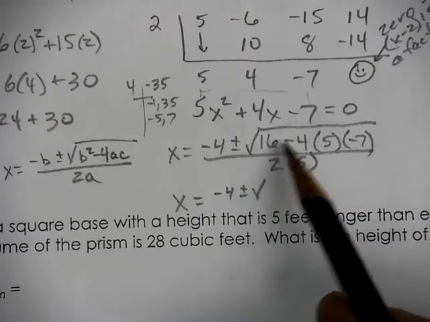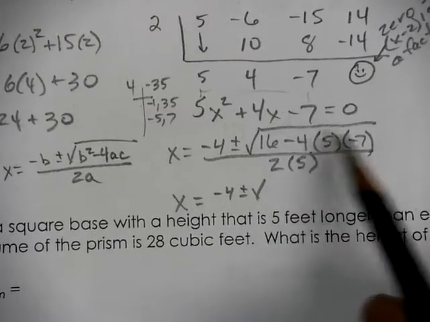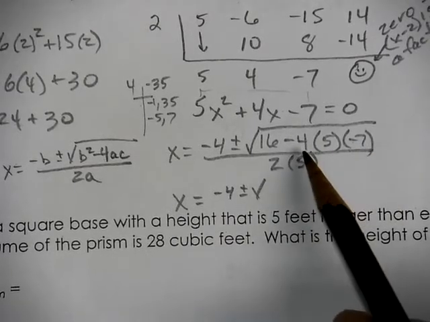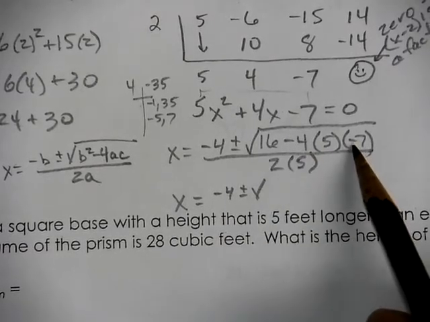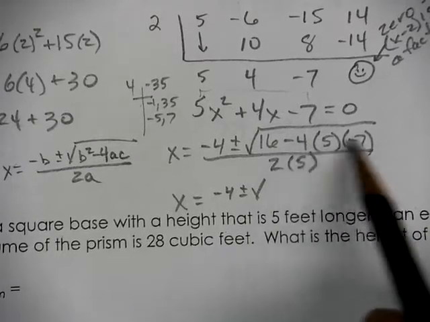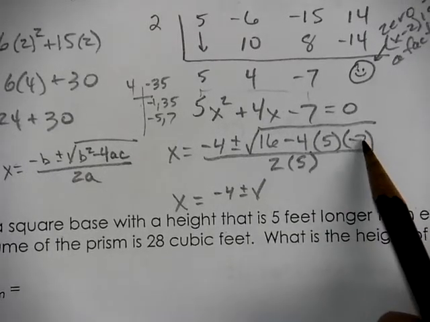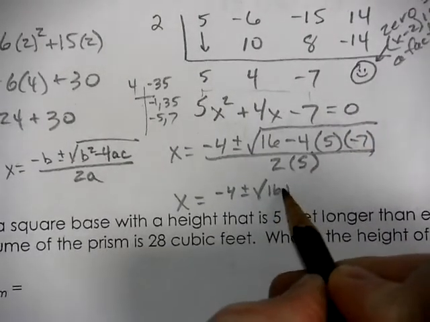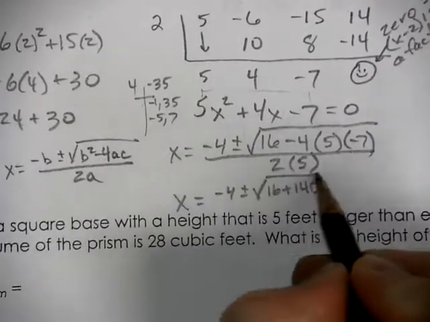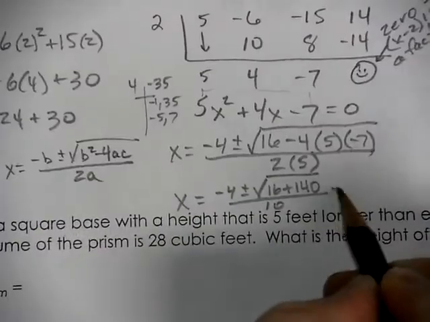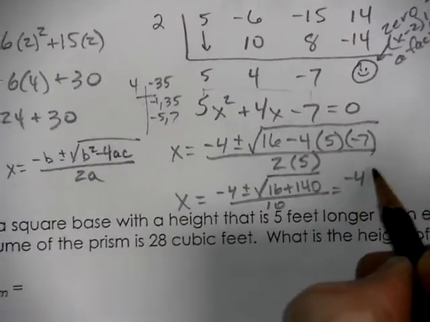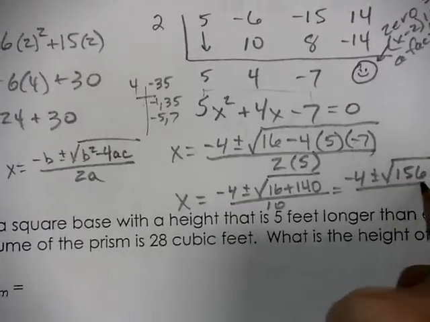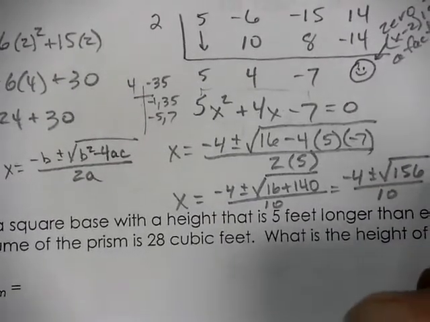This is 16. Here we have 2 negatives, so it's actually plus. That's where a lot of people make a mistake. It's not minus, but it's plus 140. 20 times 7 is 140. So 16 plus 140 over 10. So that's negative 4 plus or minus the square root of 156 over 10.